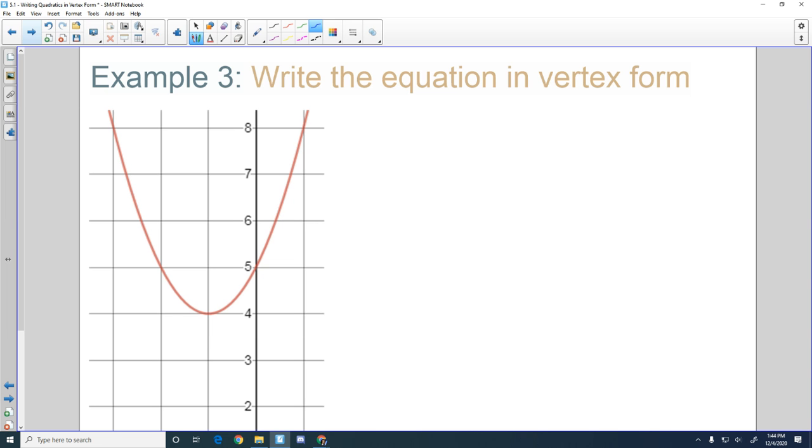Try this one. Go ahead and just write out those 4 steps for me. I'm going to give you 40 seconds to do the whole thing, 10 seconds per step.